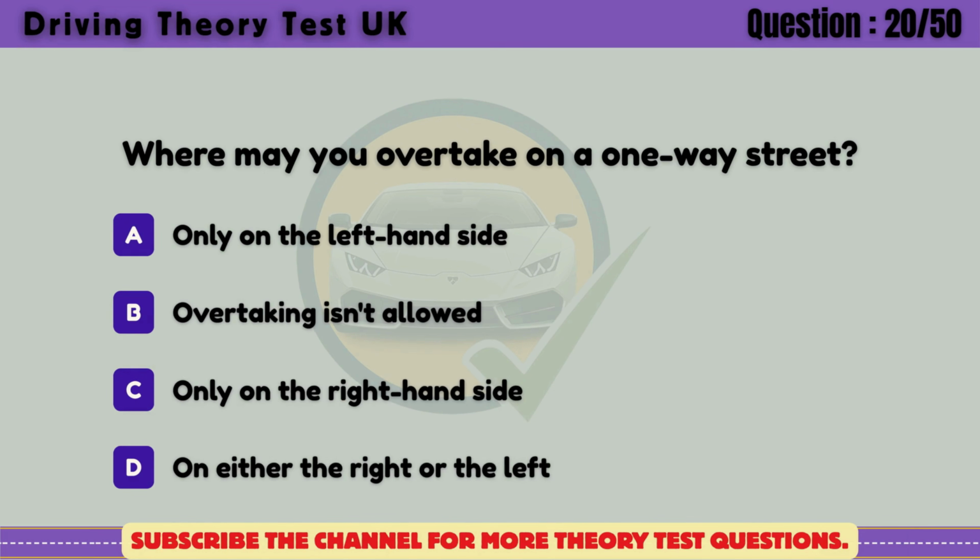Question 20. Where may you overtake on a one-way street? Option A. Only on the left-hand side. B. Overtaking isn't allowed. C. Only on the right-hand side. D. On either the right or the left.